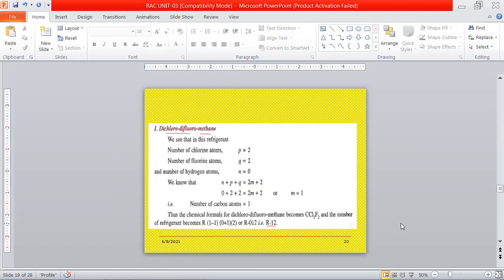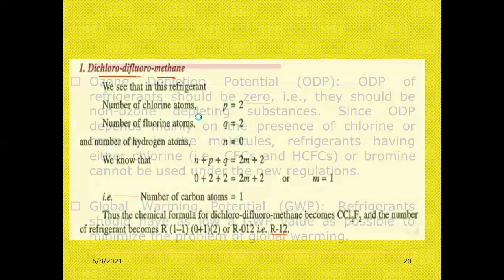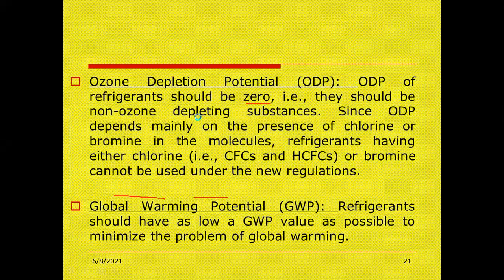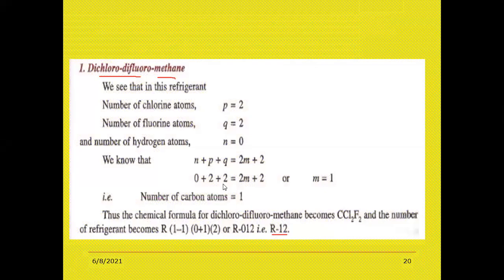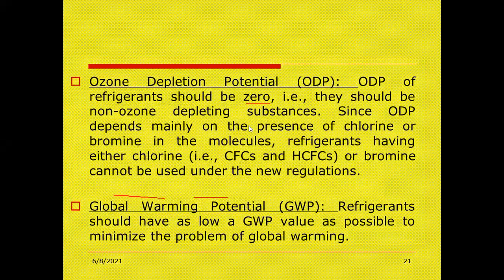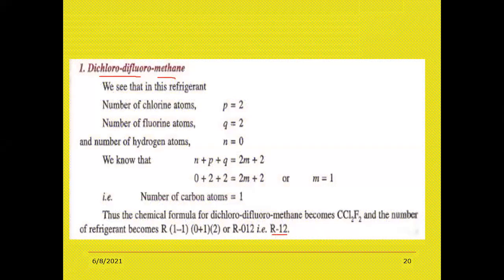Simply see the example for a dichloromethane. We see that this refrigerant has number of chlorine atoms p equal to 2, and the number of fluorine atoms q equal to 2. Then the number of hydrogen atoms n is equal to 0. Therefore we know that n plus p plus q equals 2m plus 2.